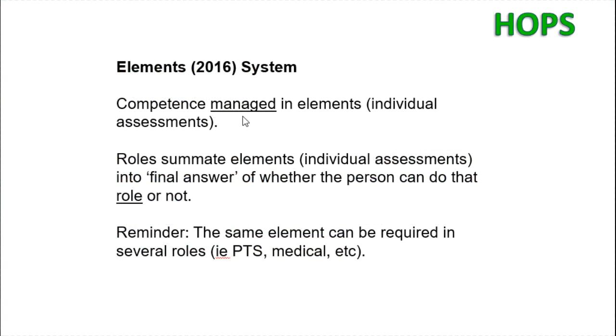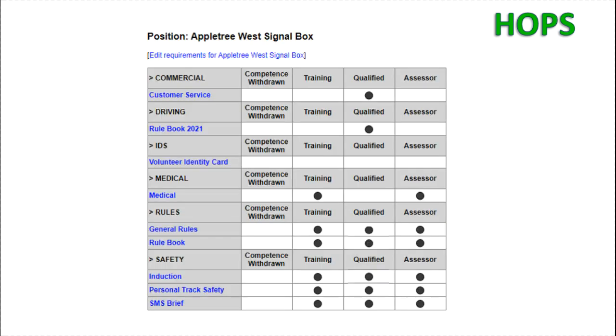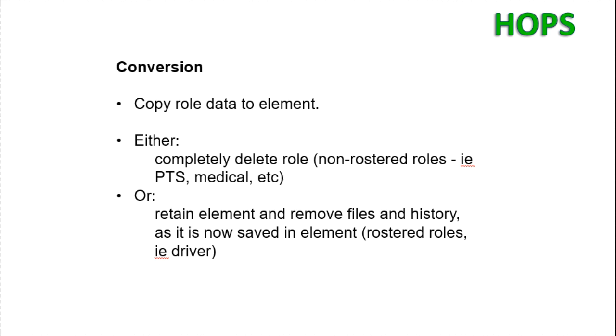So competence will now be managed in elements, the expiry dates and everything else. We will look at them in the element rather than in the role. And going forward, in the role, the expiry dates will all just be 'does not expire', because no competence management will be taking place in the role. So just to recap, the conversion tool copies role data into an element. In my example, it is still there in the role. All it's done is copy it into the element.